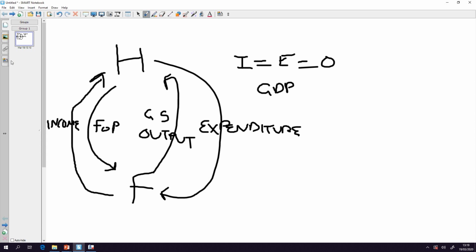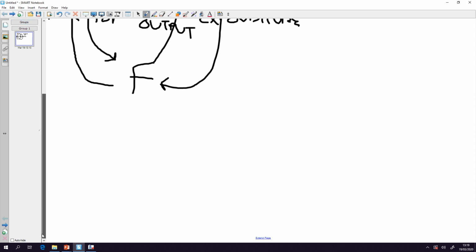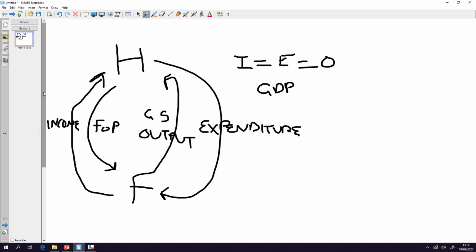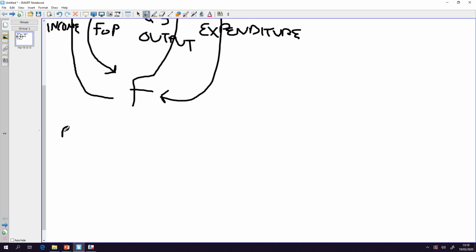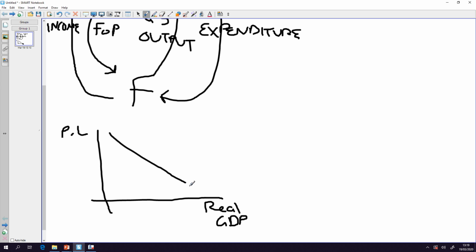Right, now what I want to do now, if I can work out how to do it, is to think about how we can show this in different ways. So GDP of the economy can also be shown by looking at AD/AS diagrams. Right, so what we do, we have on the axis price level, and we have real GDP.